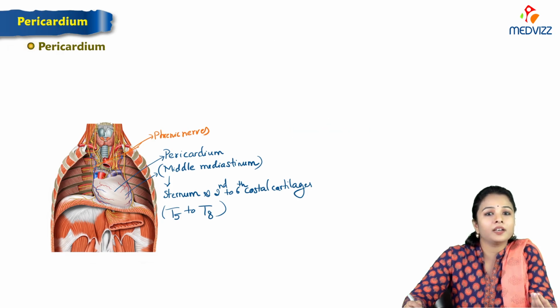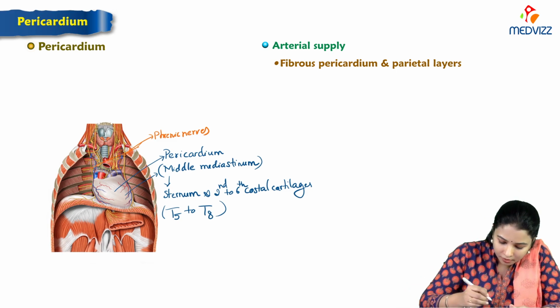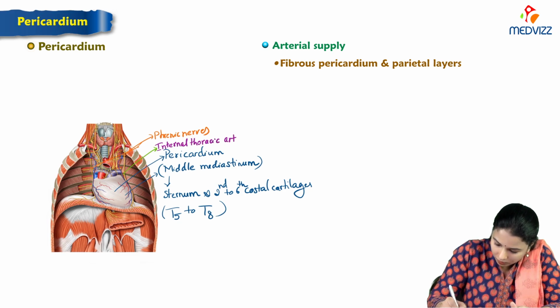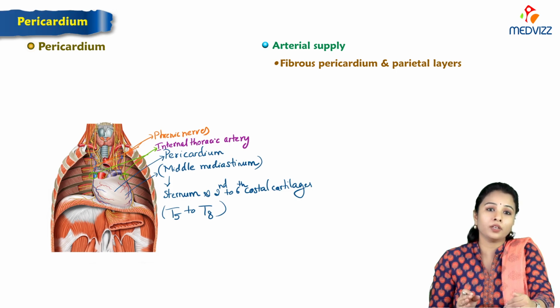Let's see the pericardium blood supply and the nerve supply. So starting with the arterial supply, the fibrous pericardium and parietal layer of serous pericardium are supplied by the branches of the internal thoracic artery. So this is the internal thoracic artery along with the internal thoracic vein, and the nerve is the phrenic nerve. All three are here, and we can see the phrenic nerve, internal thoracic artery and internal thoracic vein on the other side.